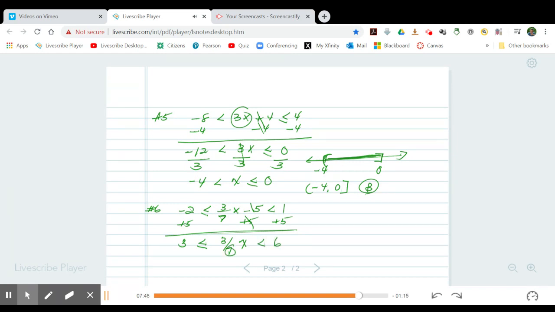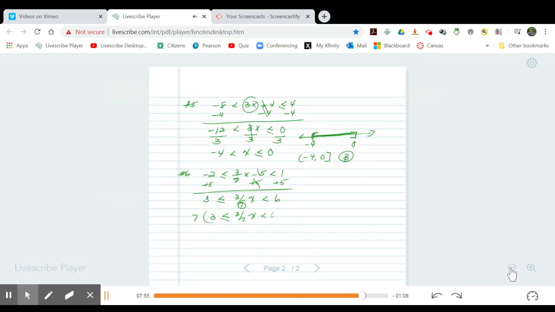To get rid of this denominator, I'm going to multiply everything through by 7. That's the fastest way of getting rid of that. 7 times 3 is 21. 7 times this, the 7s cancel out, just leaving 3x. And 7 times the last term, 7 times 6, is 42. So in one step, you get rid of that denominator of 7. The next step is to divide through by 3. 21 divided by 3 is 7, less than or equal to, these 3's cancel out, which in turn is less than 42 divided by 3, which is 14.